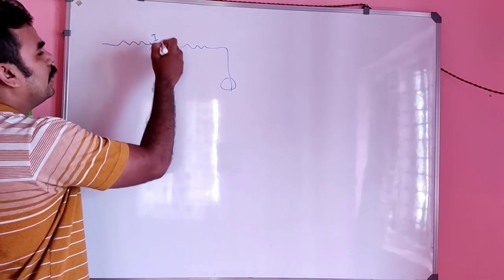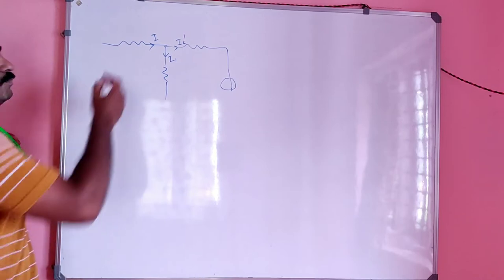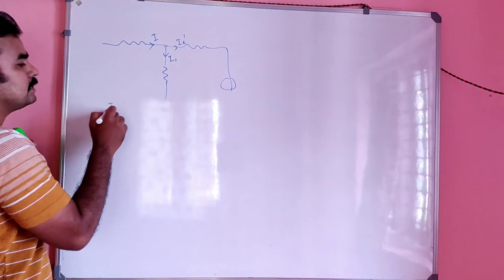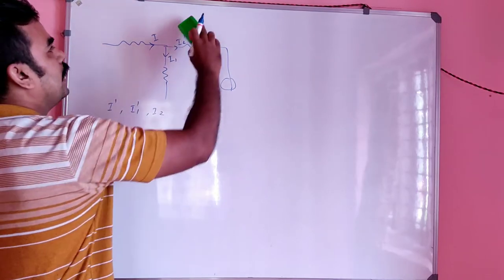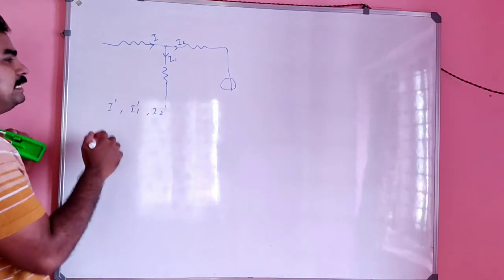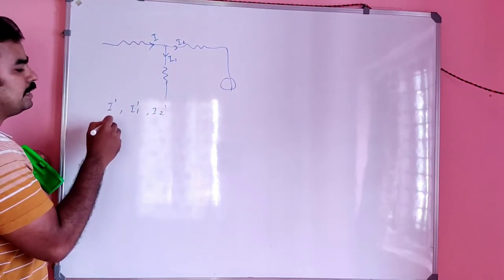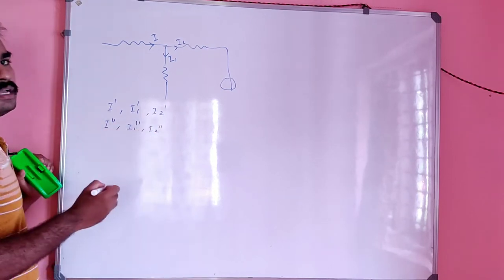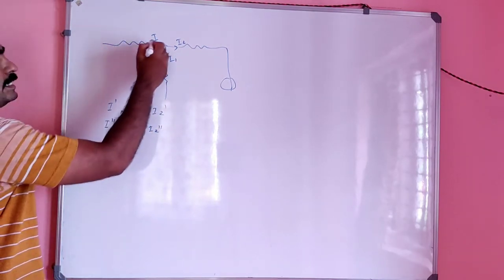Okay, so this will be I, this will be I1. For the first case, you will get some value of I, that will be I dash, and I1 dash, and I2 dash. In the next case, when you consider the second source, you will get I double dash, I1 double dash, and I2 double dash, but in the opposite direction, right? That is in the opposite direction.